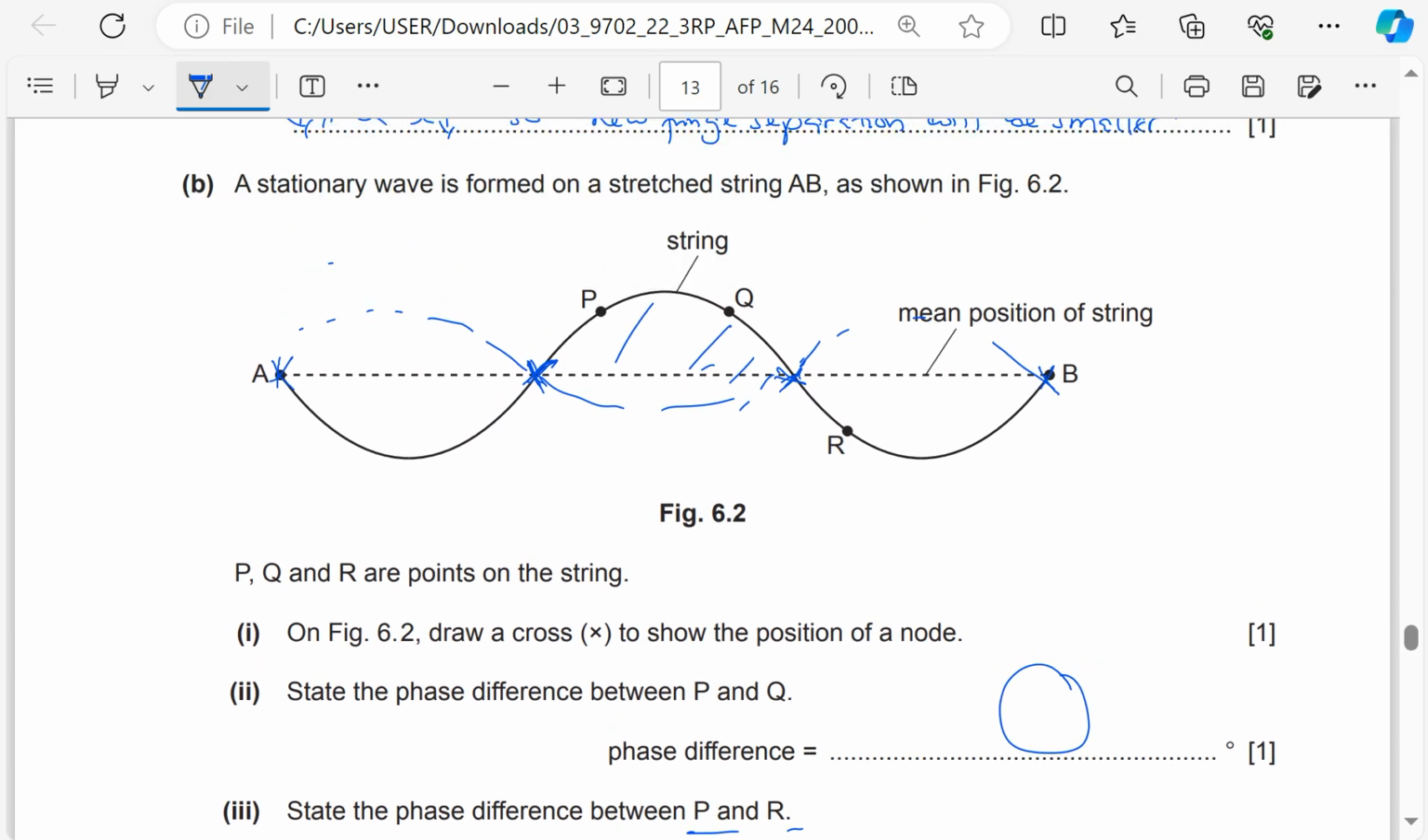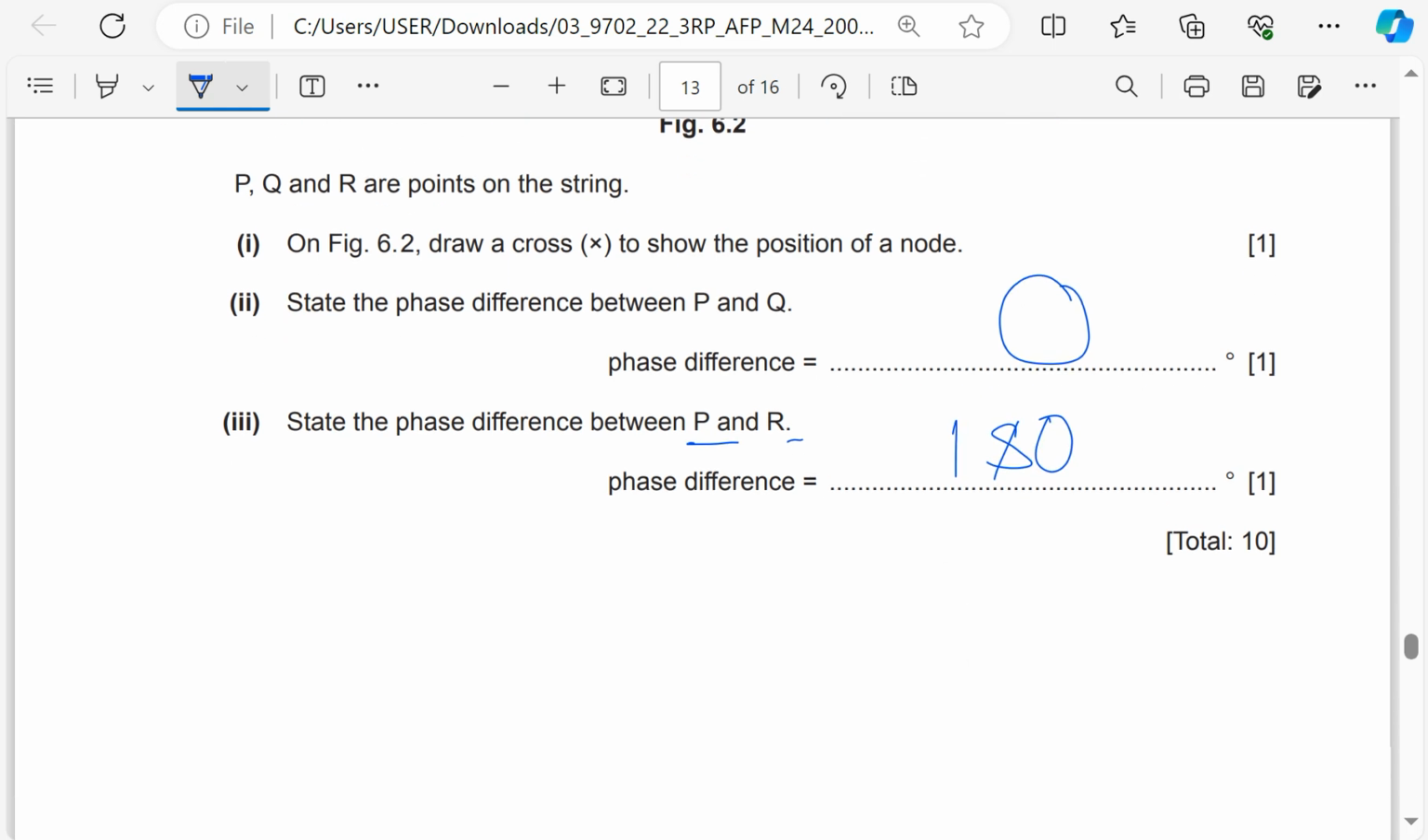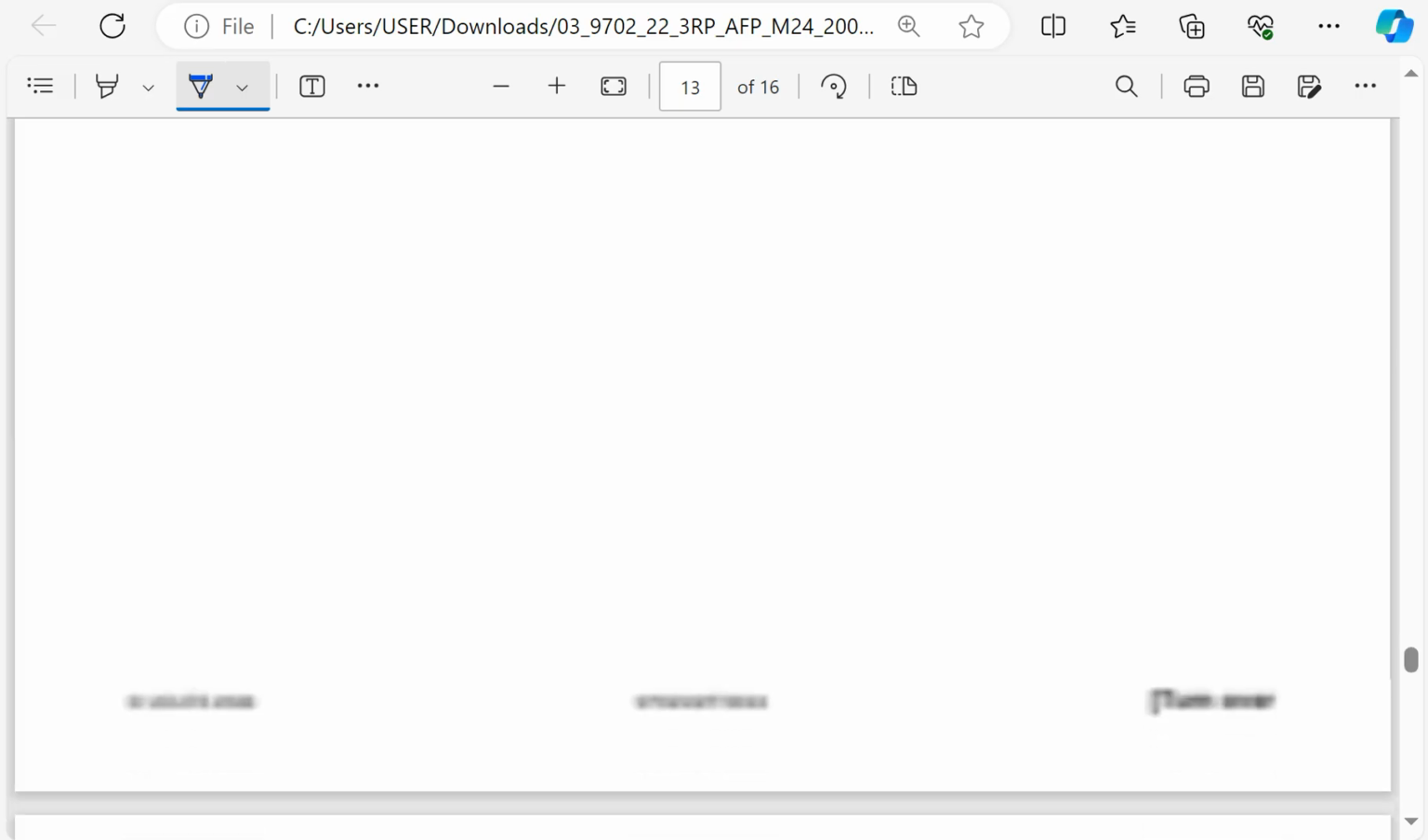P and R are in two adjacent segments. Particles in two adjacent segments vibrate 180 degrees out of phase. So this is 180. There's no calculation here. You must have mentioned this in your class.